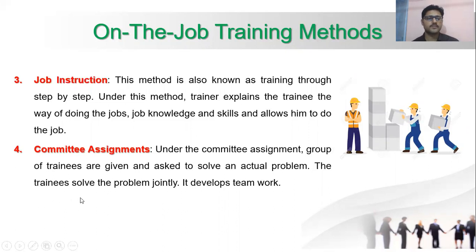Another type of on-the-job training is committee assignment. In case of committee assignment, what happens? A group of trainees would be given a particular problem, and they would be asked to solve the actual problem. The trainees will solve the problem jointly, and what happens? It develops teamwork among the trainees. So these are a few methods of on-the-job training method.